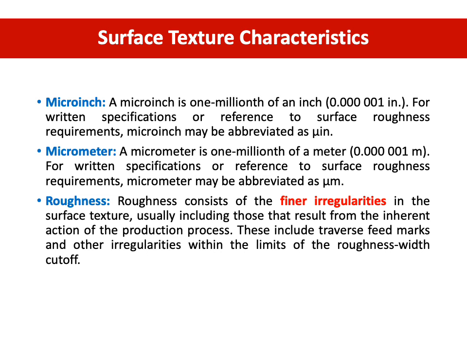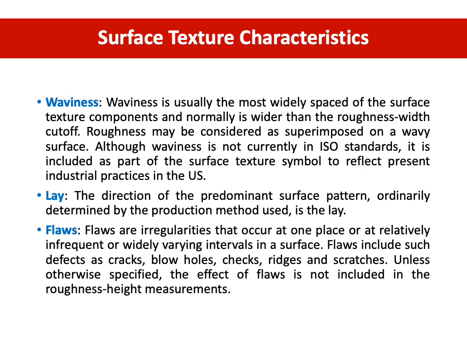So these are the surface texture characteristics. Try to read more. There's the micro inch, and micrometers in metric. What is the roughness? Then there's waviness, and then there's lay. Lay means the predominant surface pattern, ordinarily determined by the production method used. And then there are also flaws in your material texture.